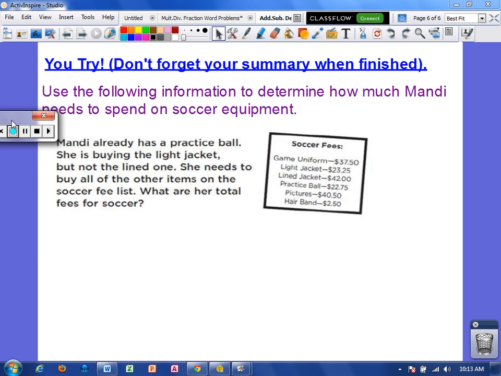All right, now it's time for you to try. Use the following information to determine how much Mandy needs to spend on soccer equipment. Once you have solved this, don't forget to write your summary and bring your notes with you to class.